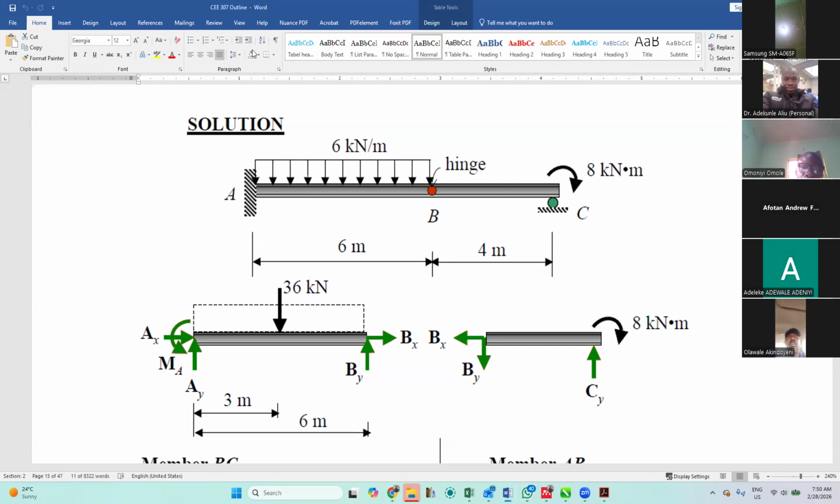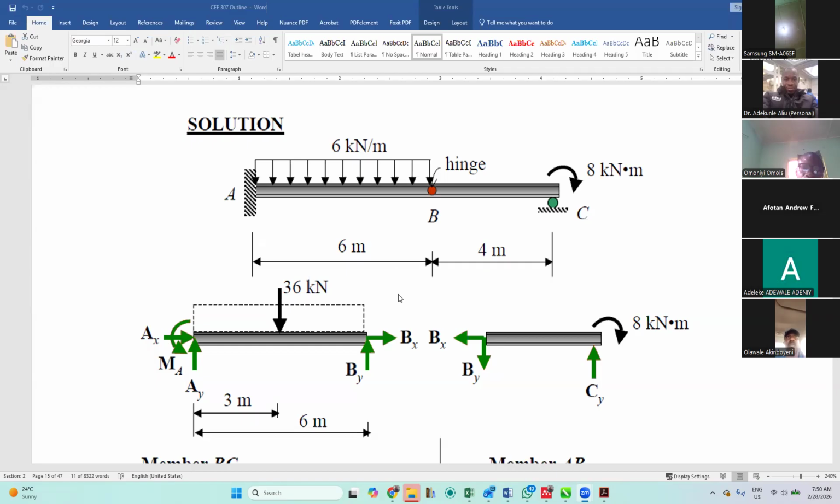So yeah, 36 will be acting at the center here. Because somebody might be asking me how I got this. And the other time I explained that we have a fixed support. That means we are supposed to expect 3 reactions here, which are forces along X, forces along Y, and the moment. For this one, we have a hinge. So it's 2 that's for the hinge.